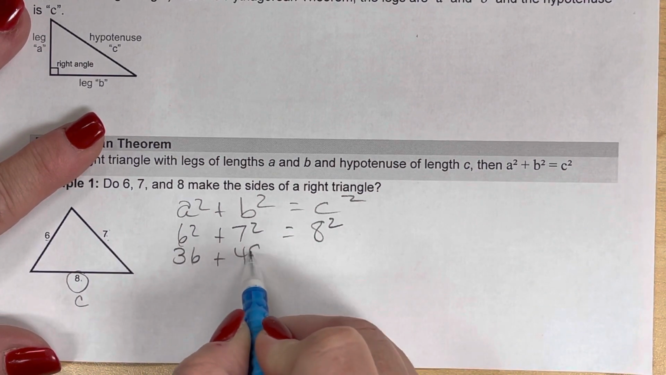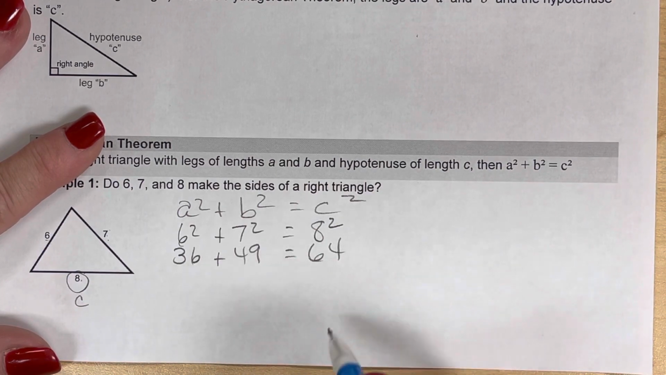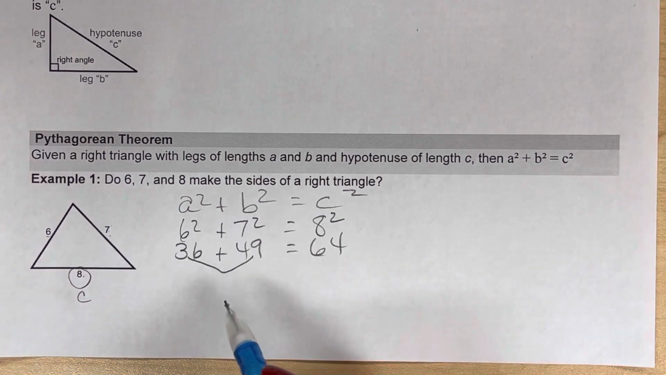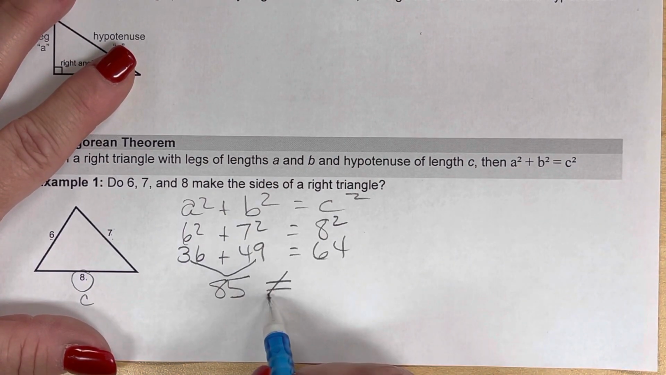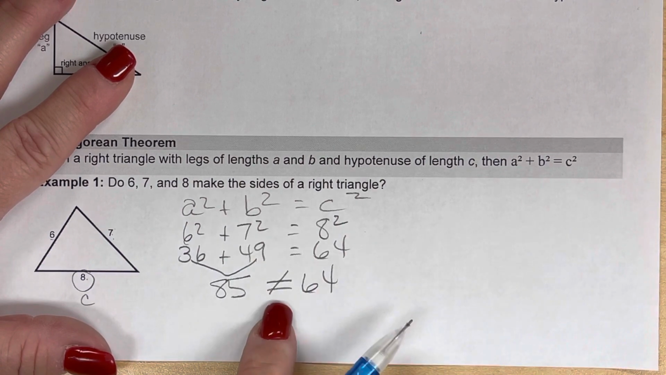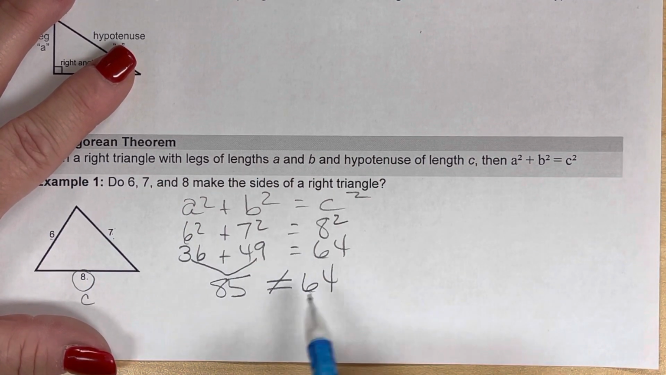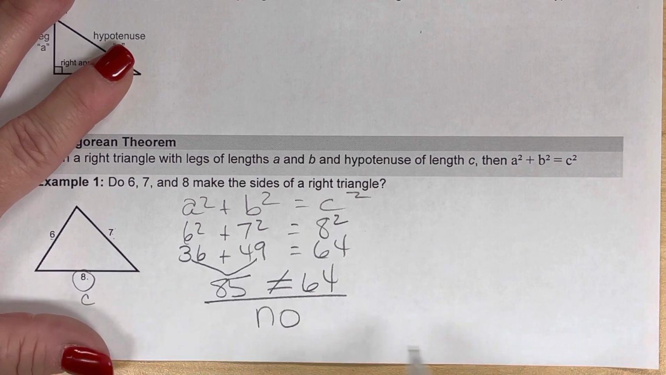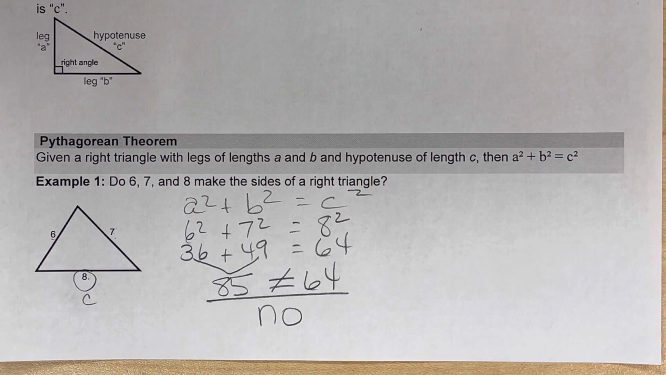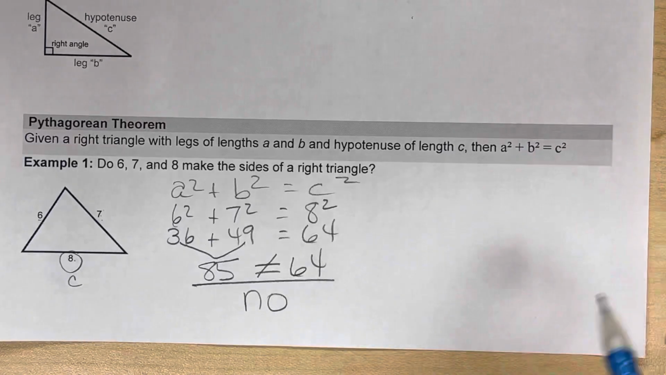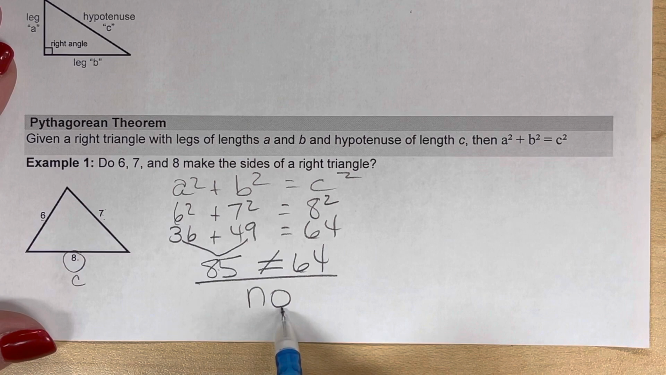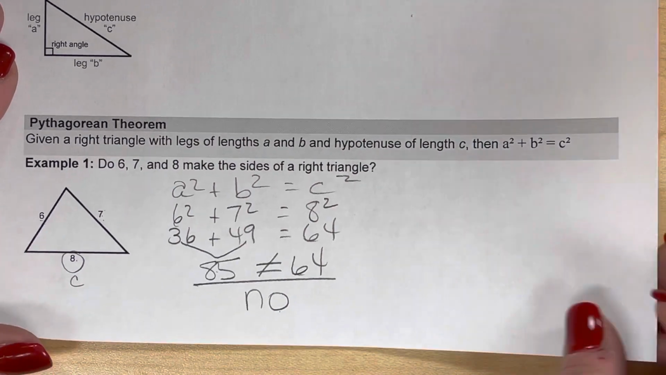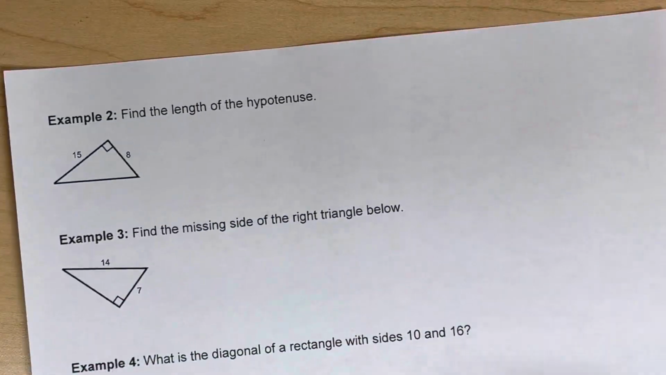36 plus 49 equals 85. 85 does not equal 64. Be sure to use the not equal symbol, okay? So is this a right triangle? Your answer is no, it is not. Now, if you were to come down here and this equals this, then your answer would be yes, it is a right triangle. But they have to equal. It has to make a true statement in order for it to be a right triangle.